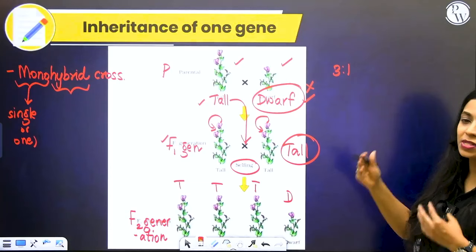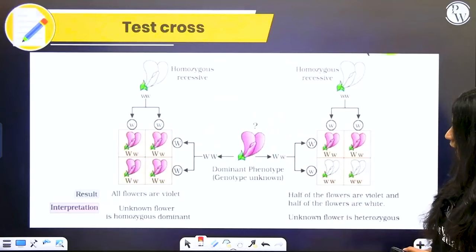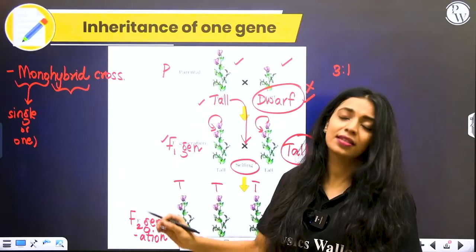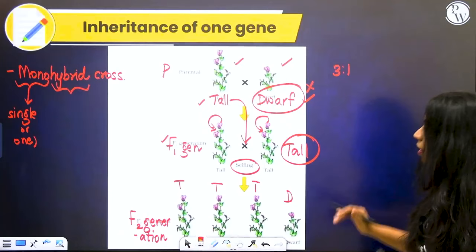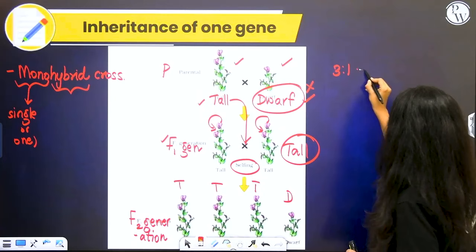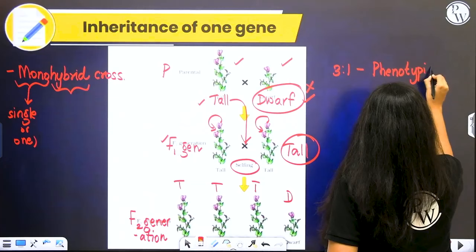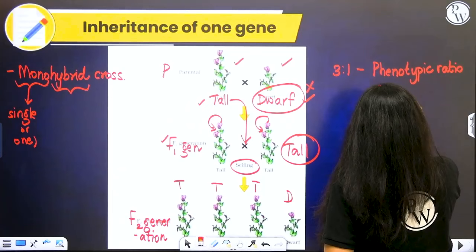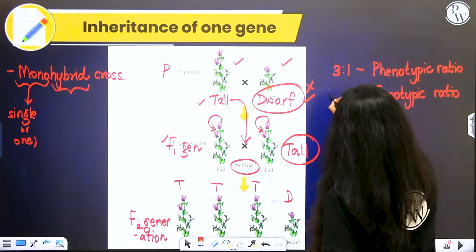And he performed similar experiments by making use of other characters as well. And he concluded that, I'll tell you. So what his conclusion is, based on this, he proposed his rules, which we call the laws of inheritance. I'll get to that in a little bit. Over here, when we're talking about this, just remember that the phenotypic ratio here is 3:1. The genotypic ratio is 1:2:1.